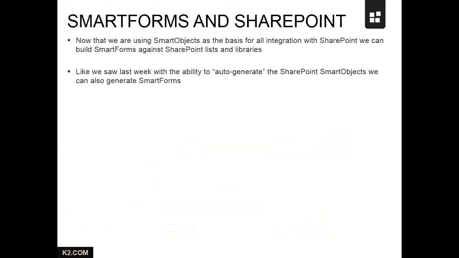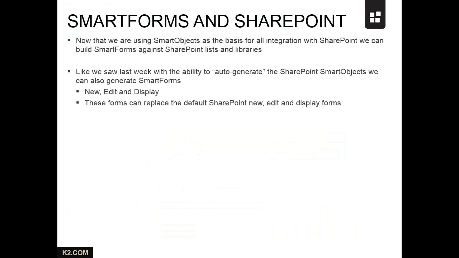And so similarly with the smart forms, we're offering the ability to auto-generate the smart forms for you, which, in a SharePoint context, includes an edit and a display form that can optionally replace the default SharePoint new, edit and display forms. So that when someone goes into a list item and clicks new or clicks edit, they can be directed directly to the K2 smart form rather than the default SharePoint form. But that's something that is configurable, and you can turn it on and off.